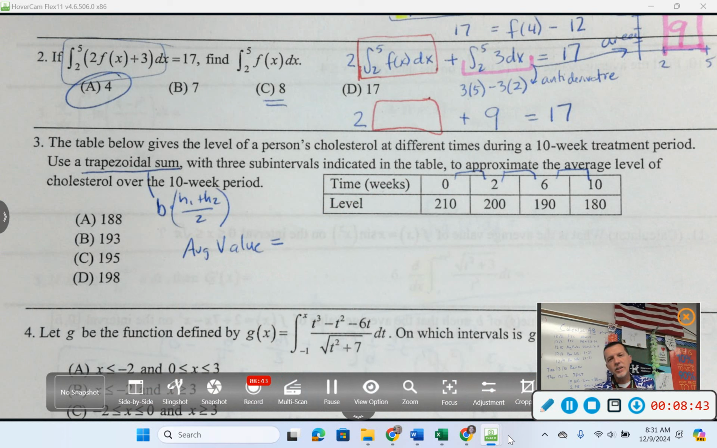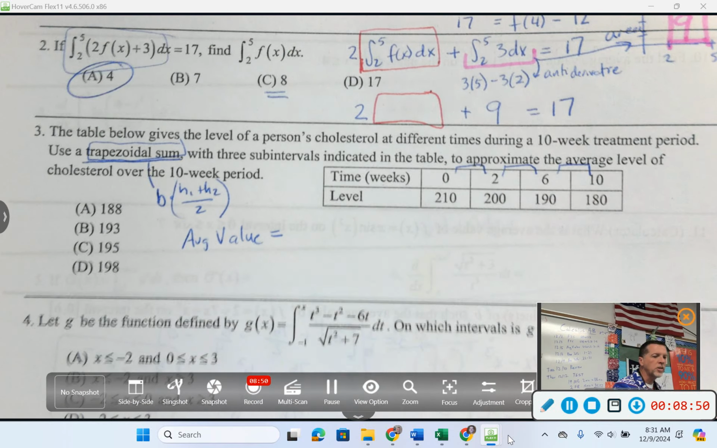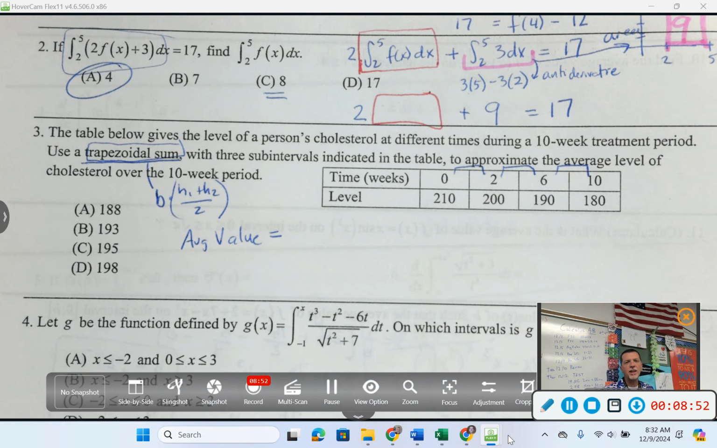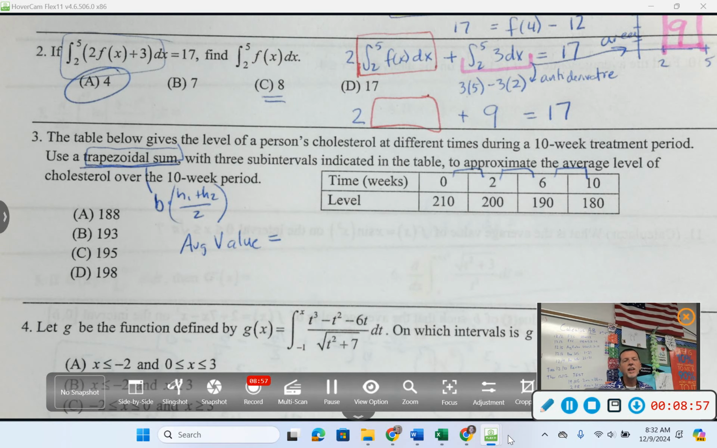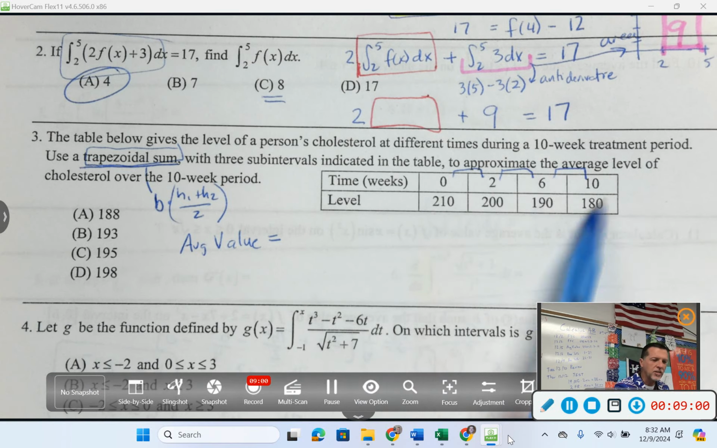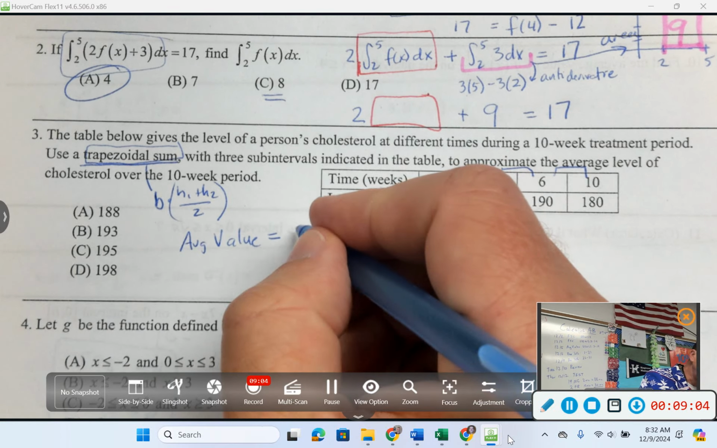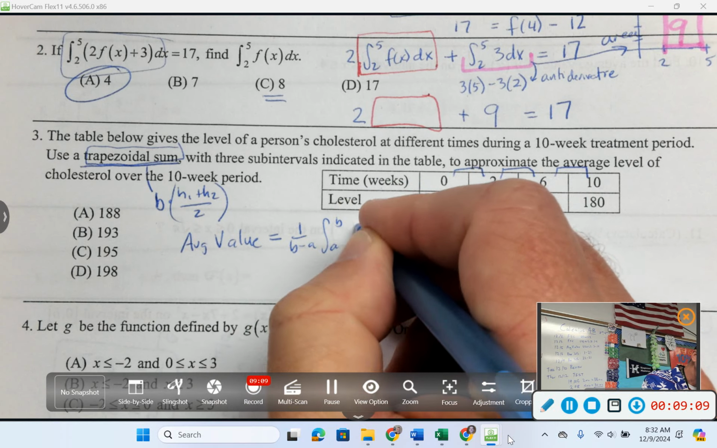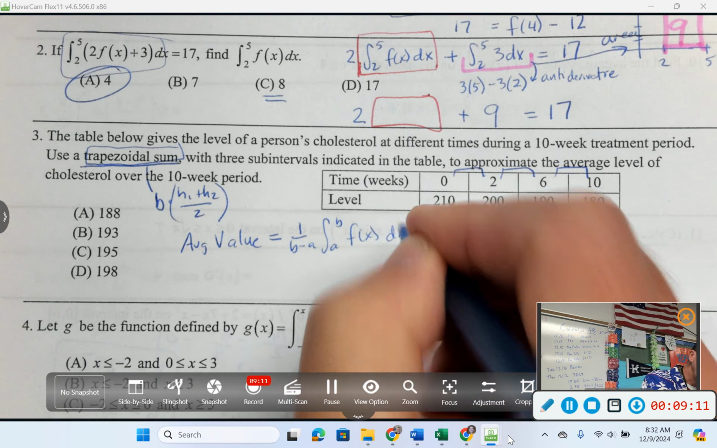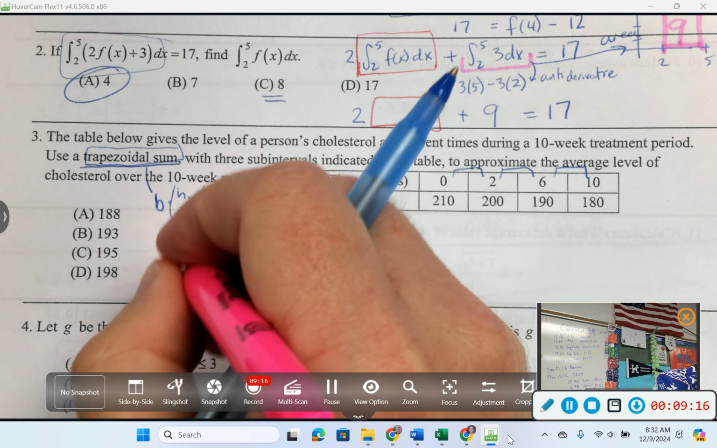This is frequently missed on the test, because some people see trapezoidal sum, they know how to do trapezoidal sum, so they just do the trapezoidal sum of that, and that's not even one of the answers. I'm surprised it's not. But the trapezoidal sum gives us the area under the curve. Average value is not area under the curve. Average value is 1 over b minus a, integral from a to b of the function. Again, you definitely have to know that.